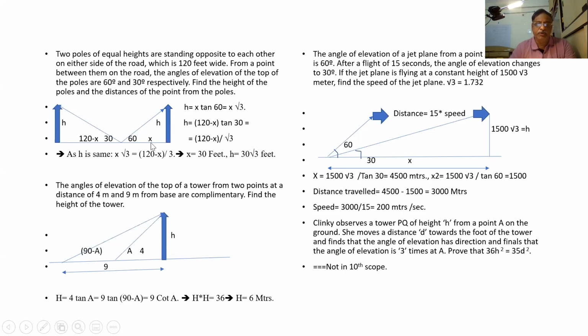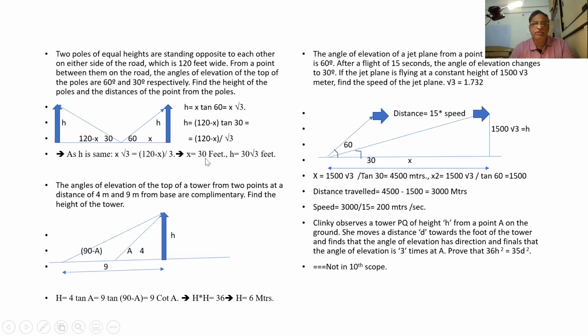Let this point be x from one tower, then it will be 120 minus x from the other tower. So tan 60 is equal to h by x, and tan 30 is h by 120 minus x. So h is equal to x into tan 60, and h is 120 minus x into tan 30. Tan 60 is root 3, and tan 30 is 1 by root 3.